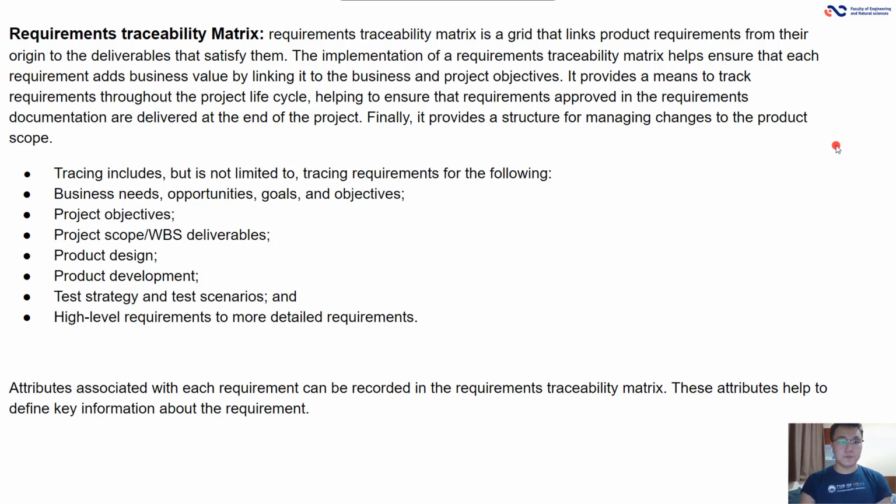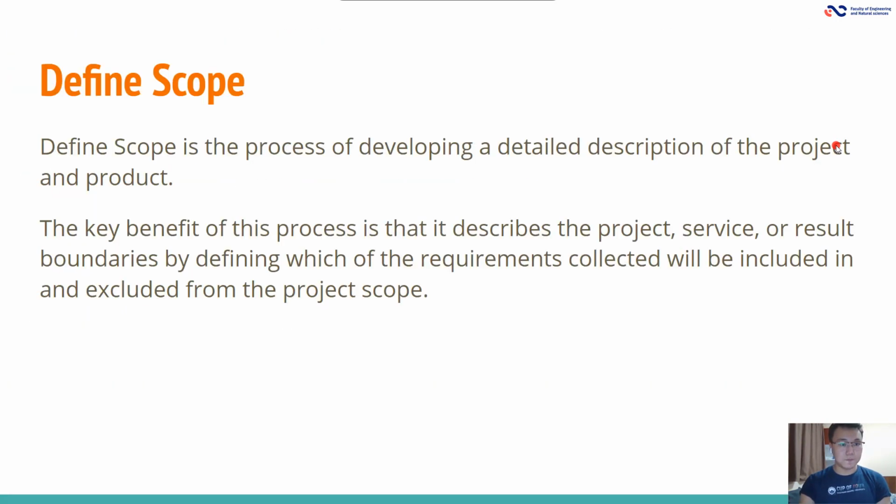Requirements traceability matrix. The requirements traceability matrix is a grid that links product requirements from their origin to the deliverables that satisfy them. Finally, it provides a structure for managing changes to the product scope. It's like tracing business needs, project objectives, project scope, project design, product design, product development, test strategy, and scenarios, high-level requirements to more detailed requirements.